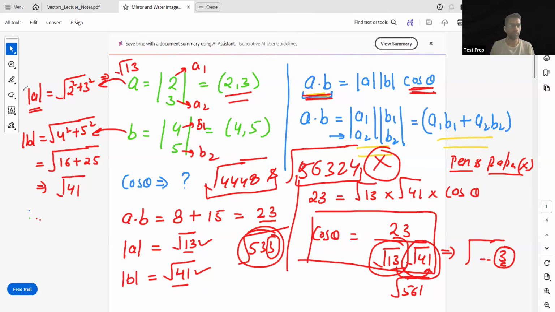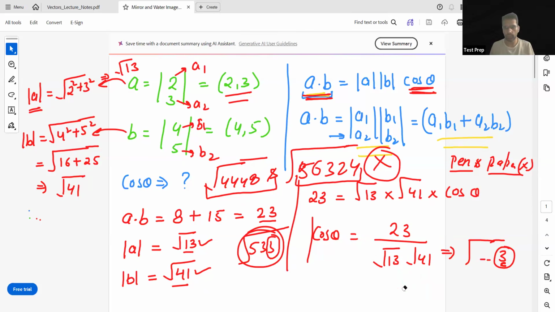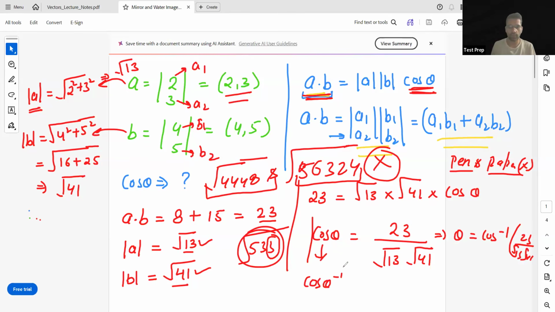Cos inverse? They will not ask for the cos inverse. Here we are getting our answer, this one. They are asking for the theta. The cos theta is this one. Then theta will be cos inverse of these values, 23 upon under root 13 and 41. They can't ask you for the cos inverse. Clear? They can ask for the theta. Theta will be the cos inverse of this value.